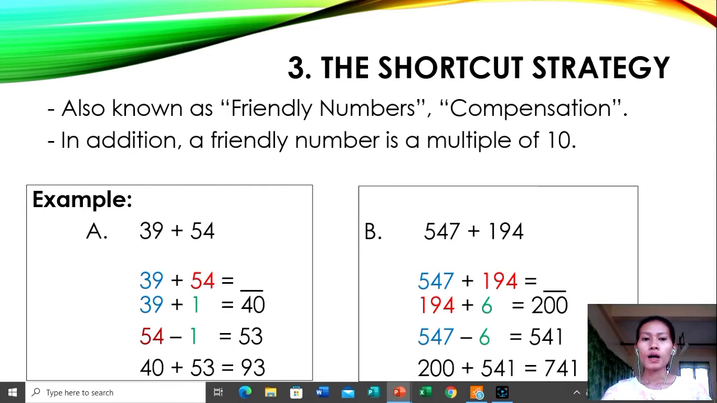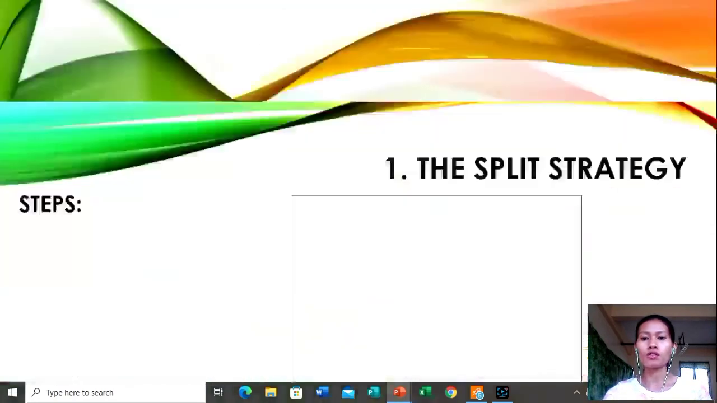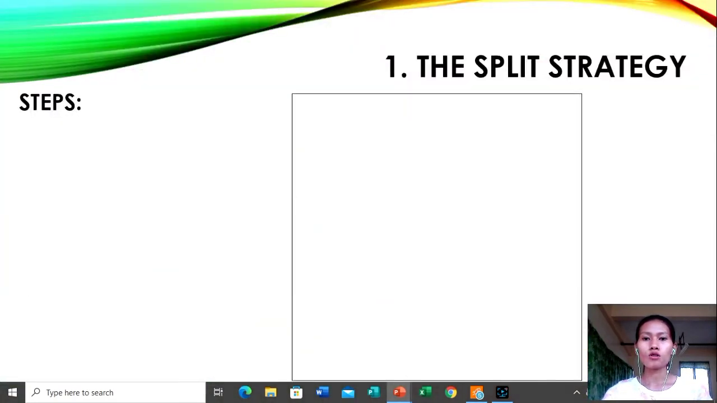So, that is the shortcut strategy in addition. So, what about subtraction? How about in subtraction? So, we will use the three strategies in subtraction. So, first is the split strategy. So, how do we use the split strategy on subtraction?